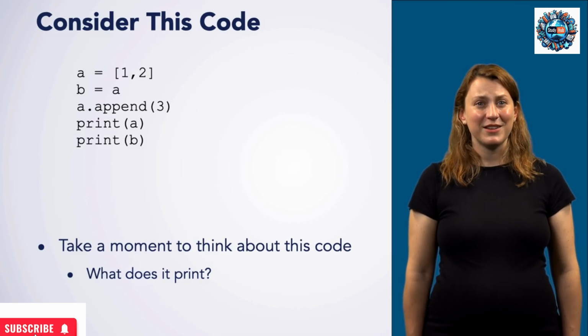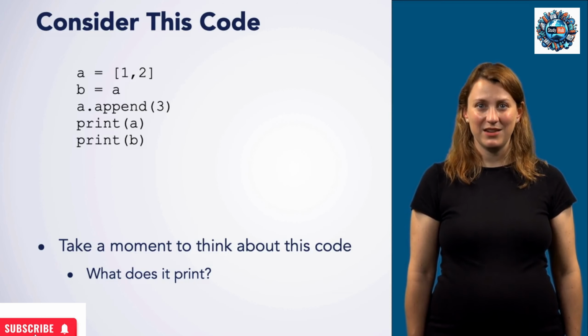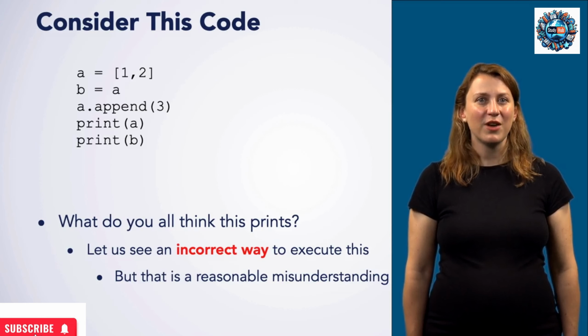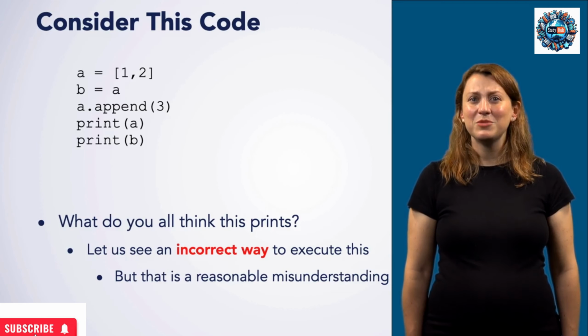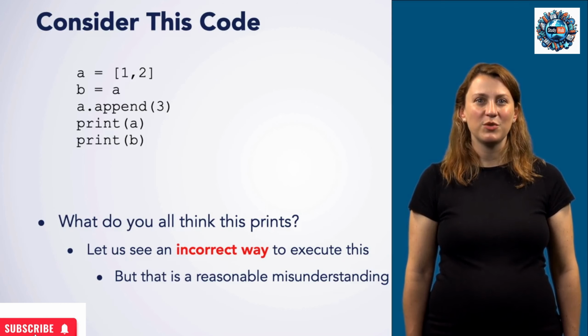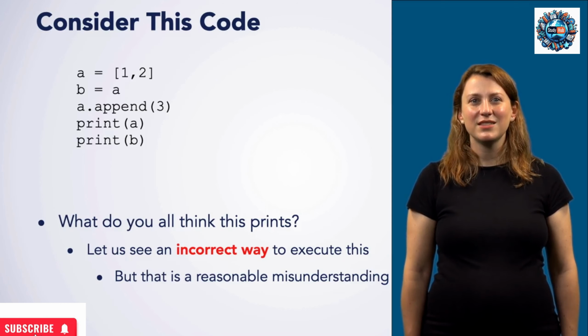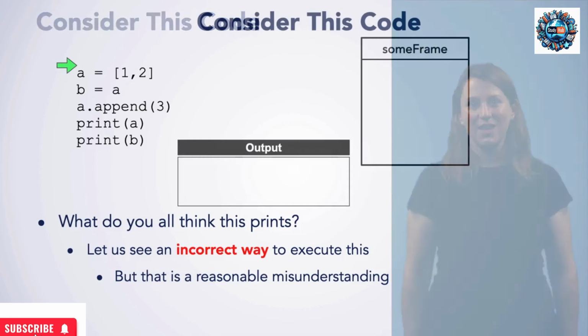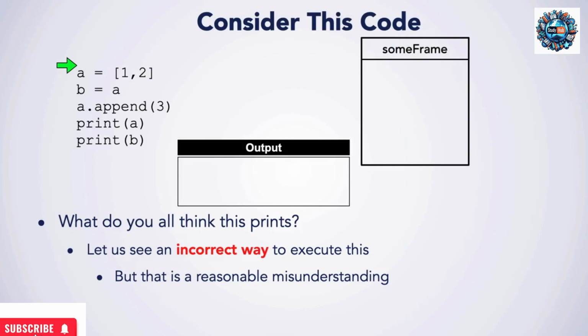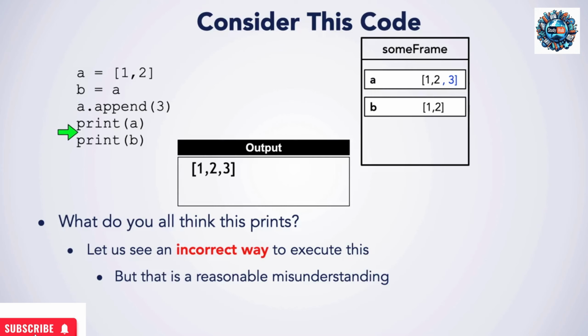It will be hard to get the right answer as we do not yet have all the semantic concepts we need. Let us take a moment to see an incorrect way to execute this code. While it may seem strange to look at it the wrong way, what we are about to show you is a reasonable and common misunderstanding that sets us up to learn how it actually works. As usual, we begin with an empty frame and an execution arrow at the start. We create A and set it equal to the list 1, 2. Next, we copy the value of A to B. Then we append 3 to A, putting another item at the end. Then we print A, which is the list 1, 2, 3. Then we print B, which is the list 1, 2.